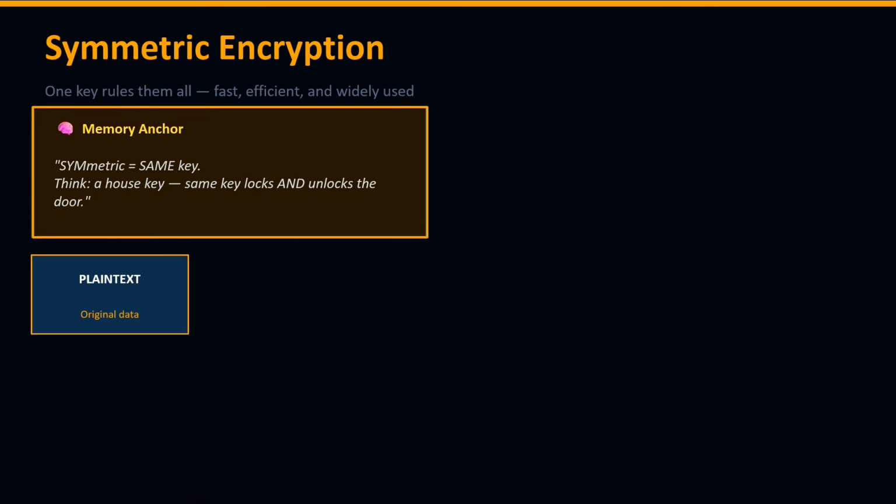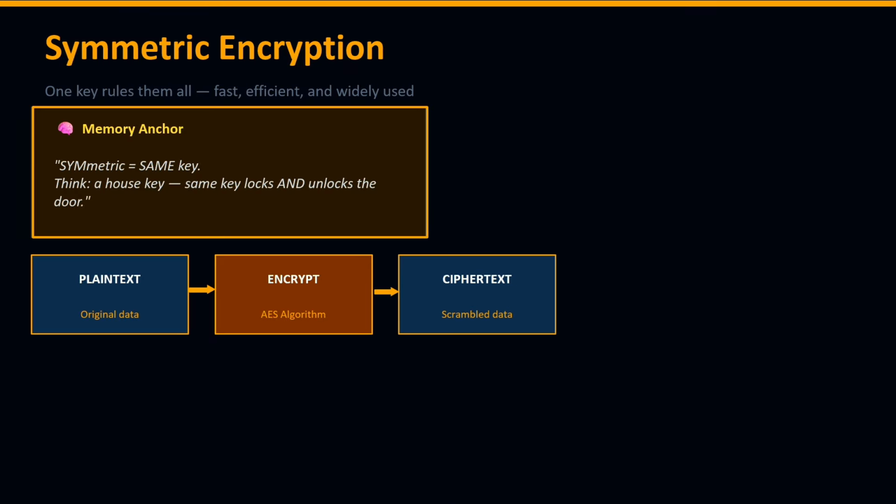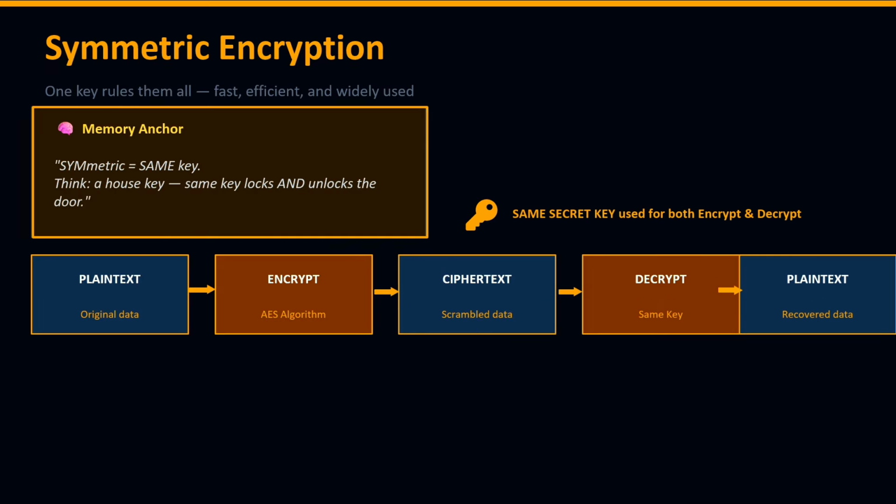First, you start with the plaintext. We can say this is a password or a file. Then you feed it to an encryption algorithm, most commonly AES, along with your secret key. What's produced is ciphertext, completely unreadable scrambled data. To reverse it, you need that same secret key. Keep in mind that the same secret key is used both for encryption and decryption.